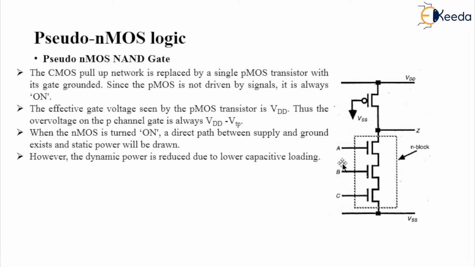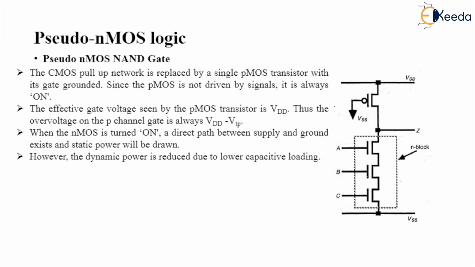When the NMOS is turned on here, there will be a direct path between VDD and VSS. When I give input A, B, C equal to 1, these three transistors will be turned on, making a low resistance path between VDD and VSS. So a direct path between supply and ground exists and static power will be drawn. However, the dynamic power is going to reduce with this pseudo NMOS logic.